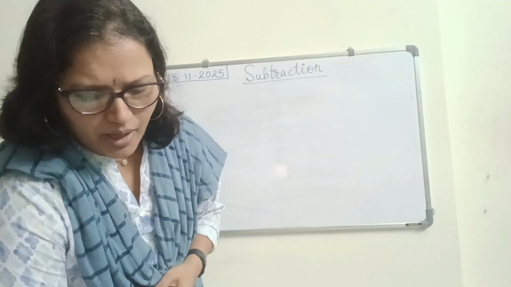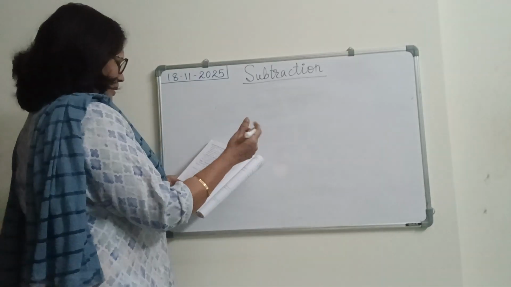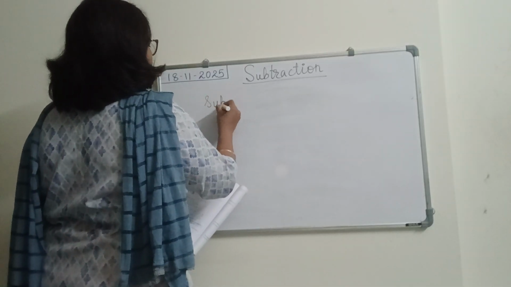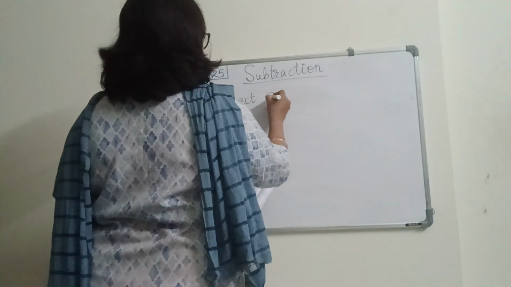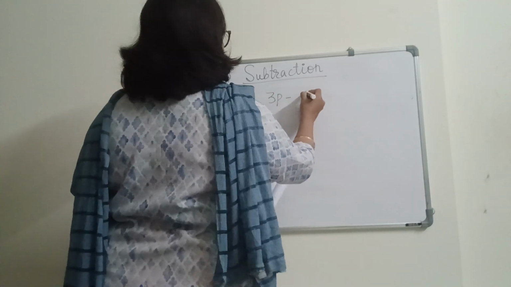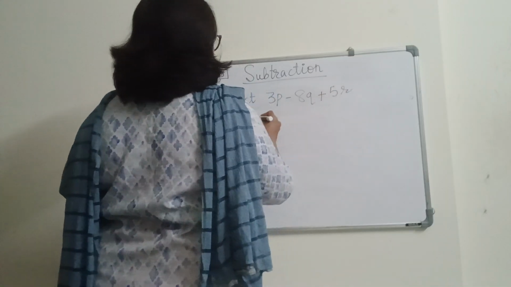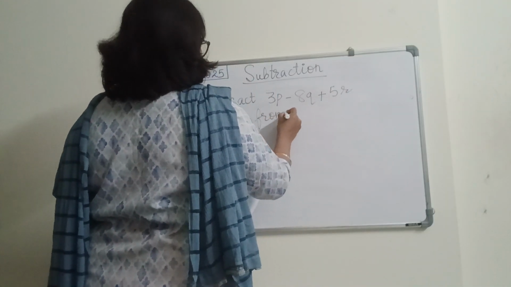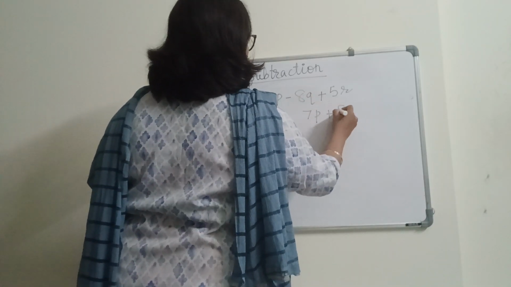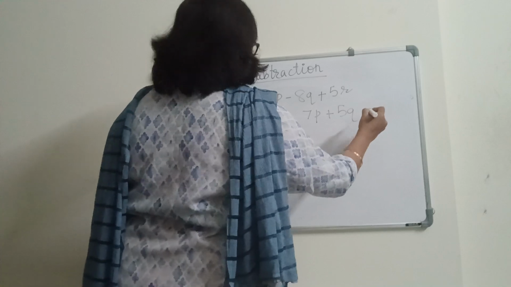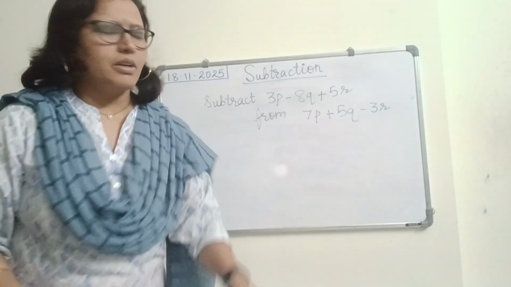So here I have, we'll go with the column method. I have taken the example here. Subtract 3p minus 8q plus 5r from 7p plus 5q minus 3r. So this is the example given here.